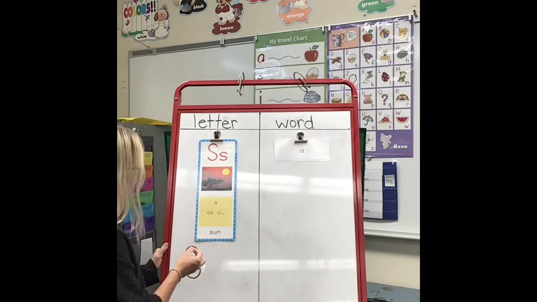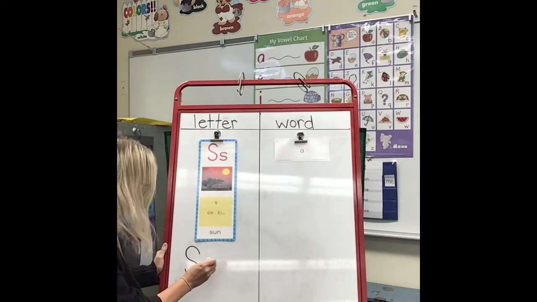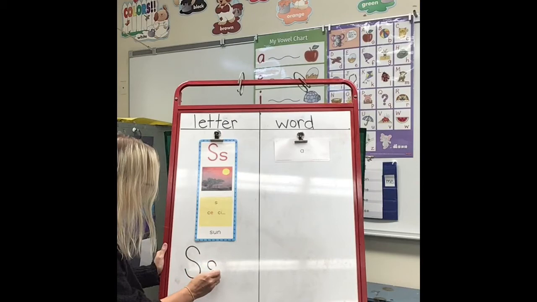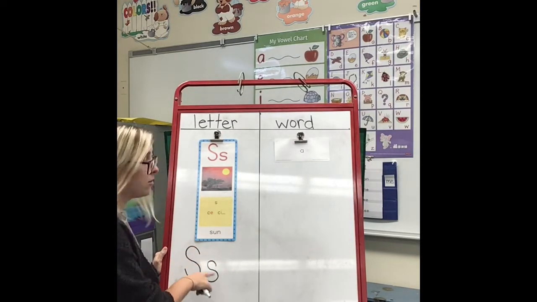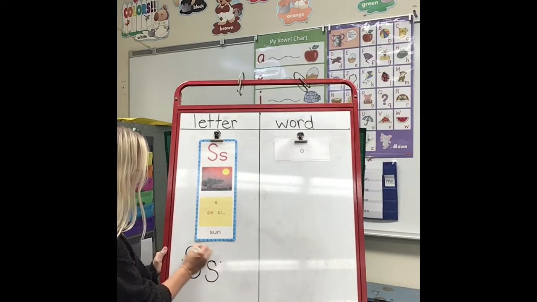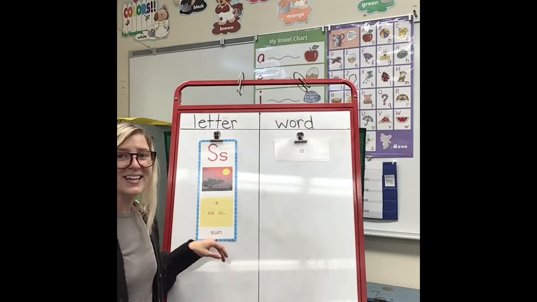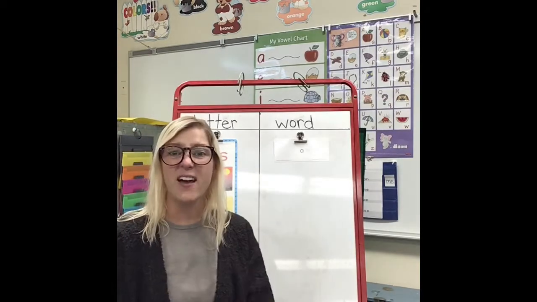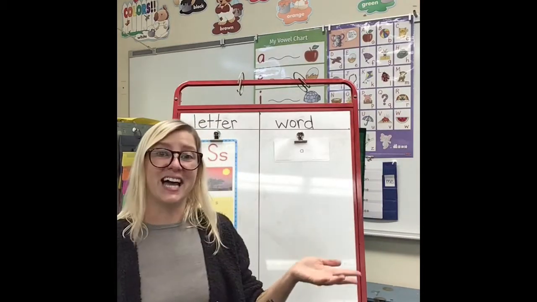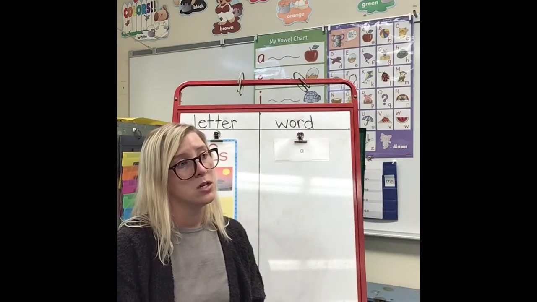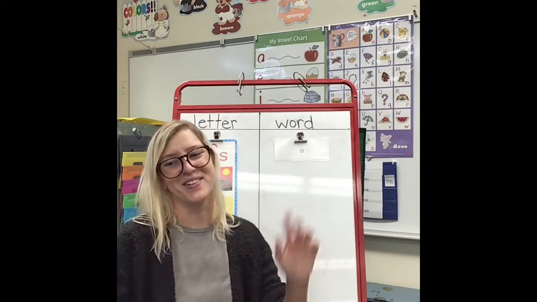Let's make a lowercase s. Lowercase s is small, but you do the same thing. You go back and around. They look the same, but the uppercase S is tall. The lowercase s is small. It stays on the dotted line. Sun starts with the S sound. Can we think of any other words that start with the S sound? Sunny, sunglasses, silly, salt, and super, like you guys.